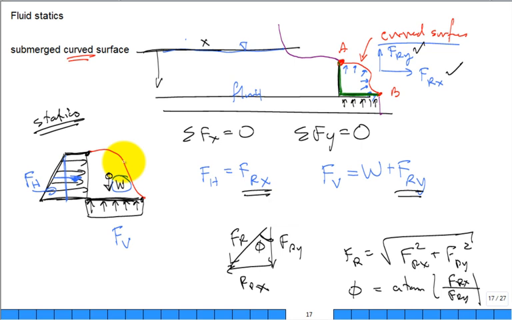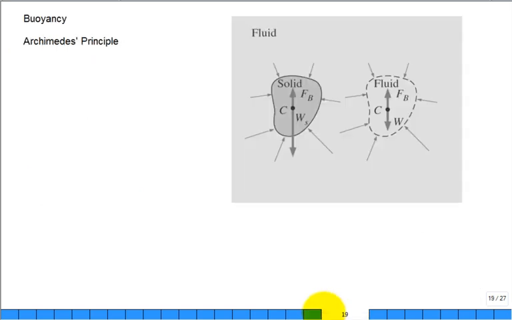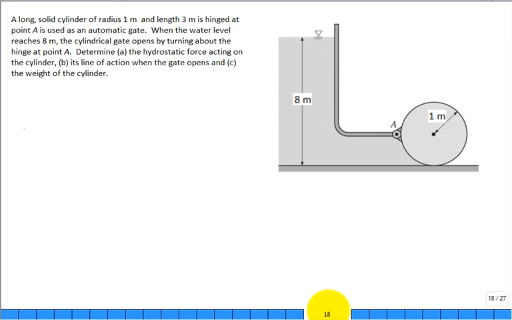Almost have to work a problem, don't we? All right. This is a problem I did work before. Let me go ahead and work through it again. A long solid cylinder of radius 1 meter and length 3 meters is hinged at point A and is used as a gate, a water gate. So here's our radius. What is this 3 meter length? Where is that shown? It's into the board. It's really hard to show, but it's 3 meters length, depth.